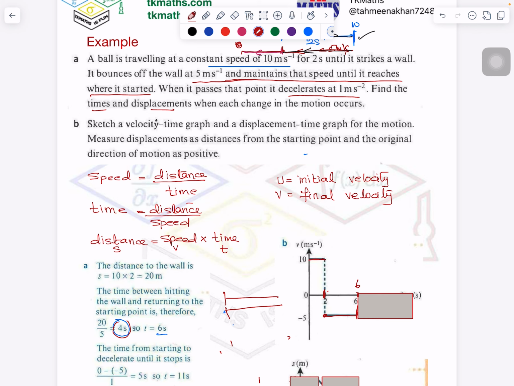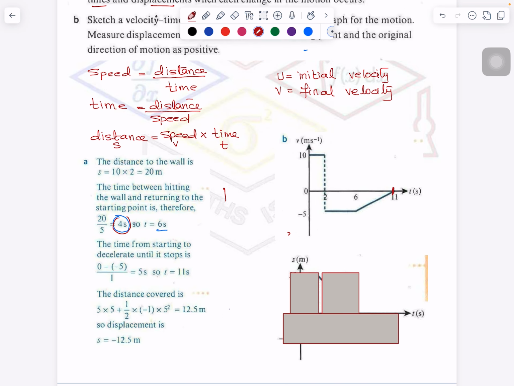And after that, what happened? Constant deceleration at 1 meter per second squared until it comes to rest. And that's why it is very important to mention here 11, the total time of the journey. Now let's change all this velocity time graph into a displacement time graph, right? So what will happen to this part of the graph? You tell me.